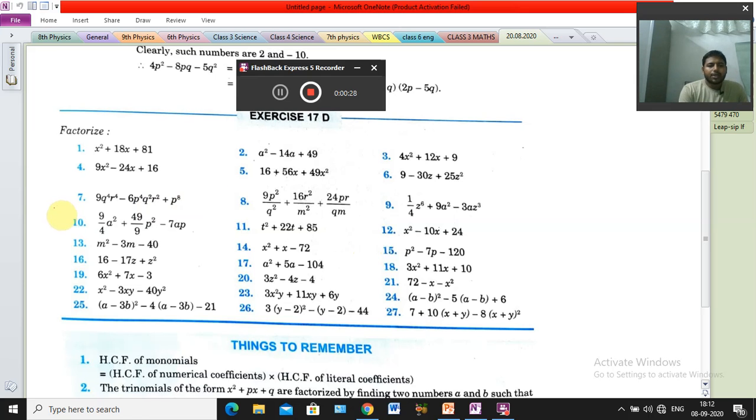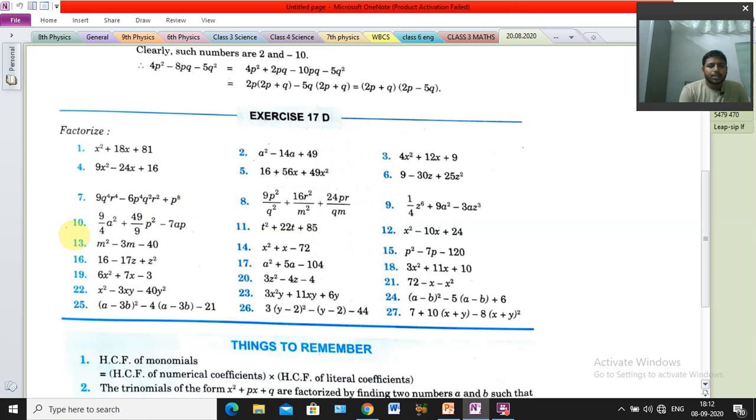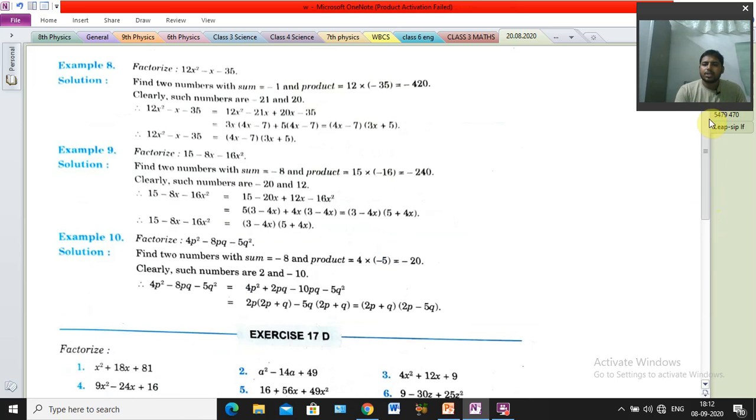Up to question number 10 we have done, and this is the last exercise. Only a few problems are left, so that one we will discuss. Clear? Easy problems are there, you can try also. Basically, good students can try by themselves. That is the main thing.